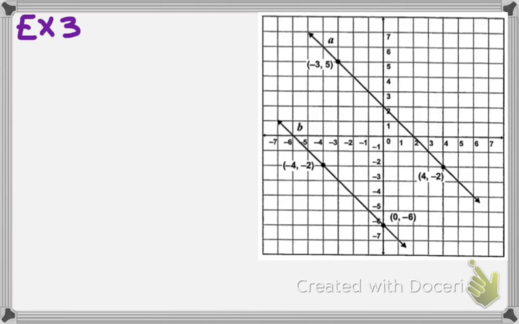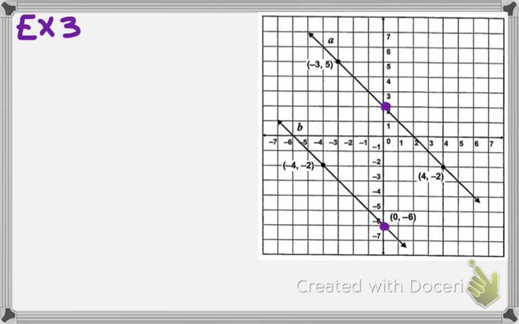Example 3. In the graph below, two lines are represented. Using the given points, determine if the two lines are parallel. To be parallel, the lines need the same slope with different y-intercepts. You can see from the graph that the y-intercepts are different. Line A has a y-intercept of 2. Line B has a y-intercept of negative 6.